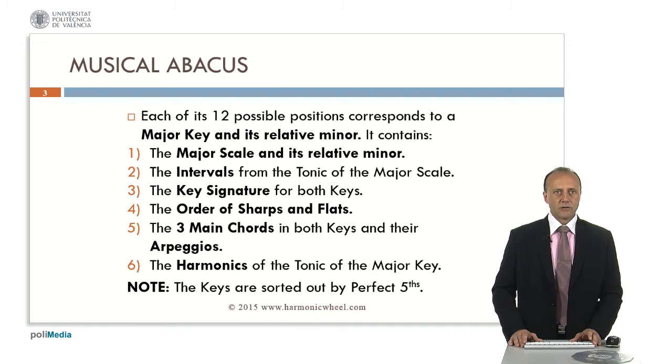In each of its 12 possible positions, we find a major key and its relative minor. It contains the major scale and its relative minor, the intervals from the tonic of the major scale, the key signature for both keys, the order of sharps and flats, the three main chords in both keys and their arpeggios, and the harmonics of the tonic of the major key. We can say that the keys are sorted by perfect fifths, that is, following a cycle of fifths.